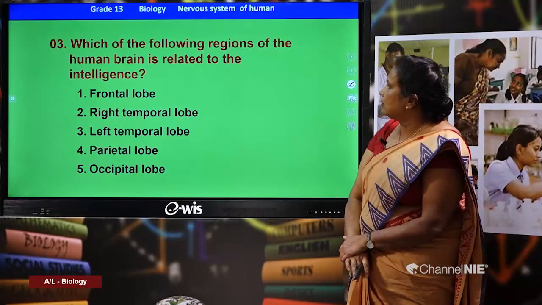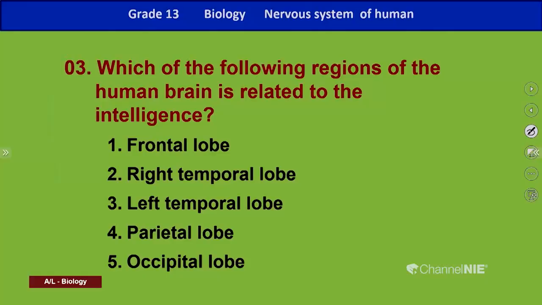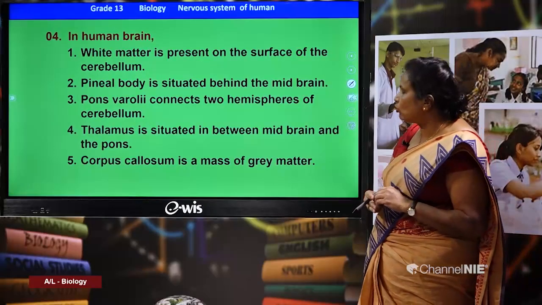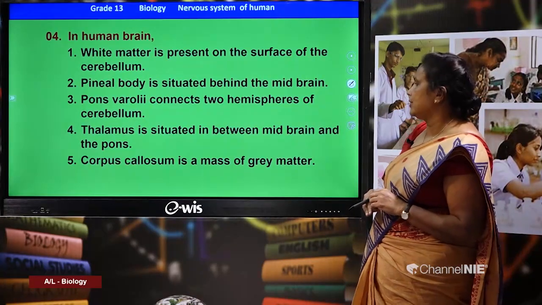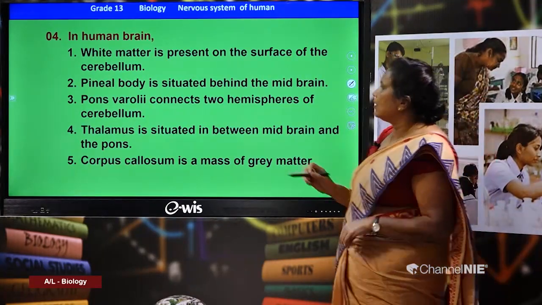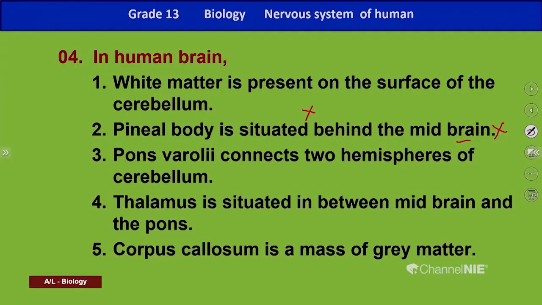Then the third question, which of the following regions of the human brain is related to intelligence. If you go through the summary that I have given, you can easily find the answer: frontal lobe, right. In this fourth question, you need to find the correct answer from these 5 options, right. Pons varolii connects 2 hemispheres of the cerebellum, this is the correct answer.